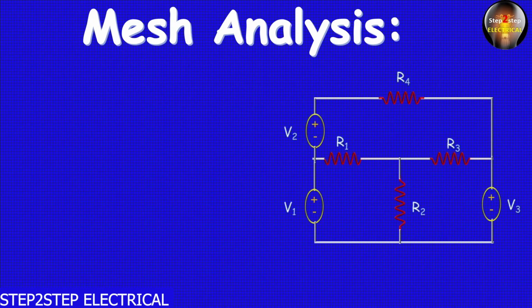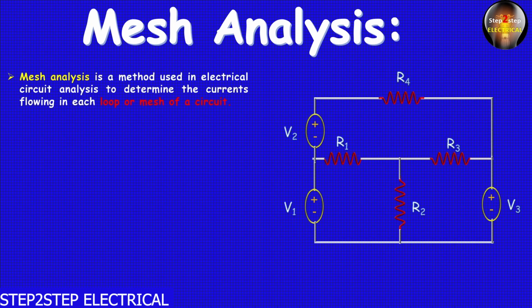So friends, we will start with the same figure as we saw the very first time. In this figure there are voltage sources and resistances. In any mesh analysis problem, you will be given the value of the voltage source as well as the value of the resistance of the resistor. So let's understand what mesh analysis is. As a student of engineering, we must have an idea of what mesh analysis is. Mesh analysis is a method used in electrical circuit analysis to determine the currents flowing in each loop or mesh of a circuit, and you now know what a loop and a mesh are.